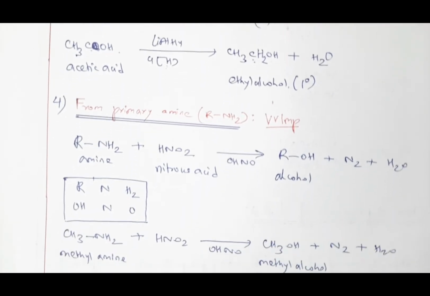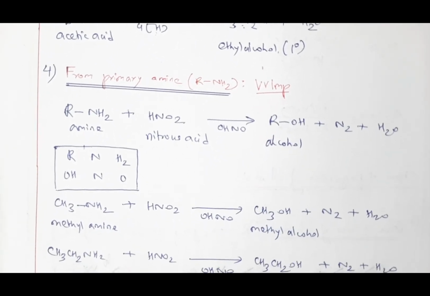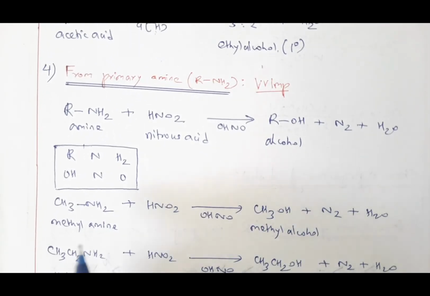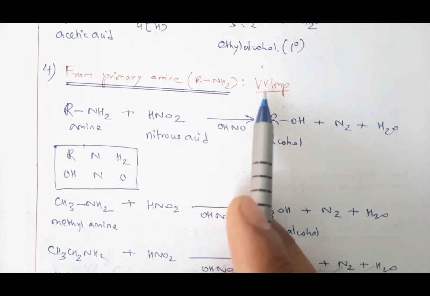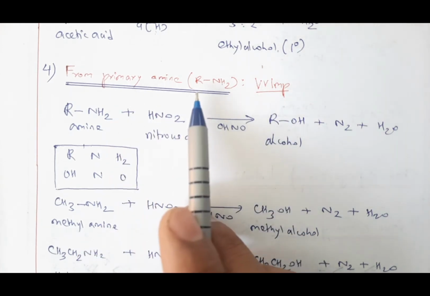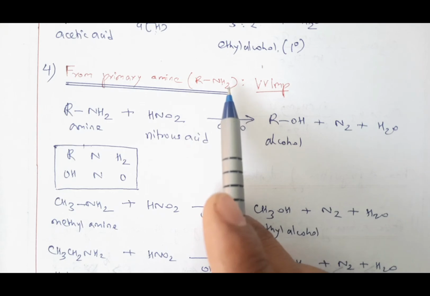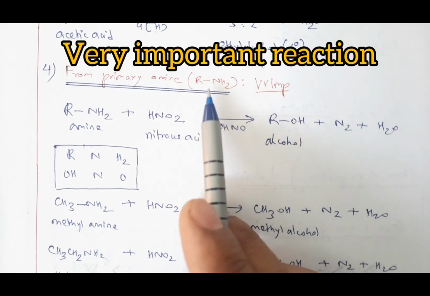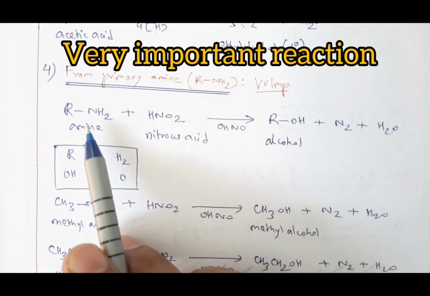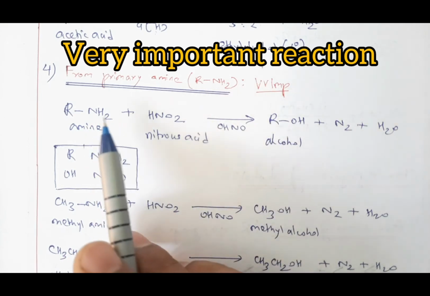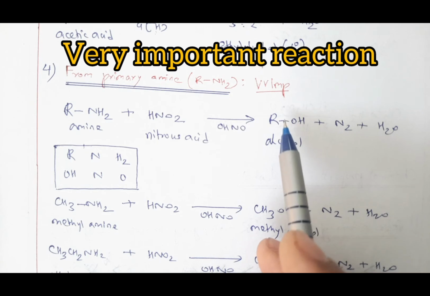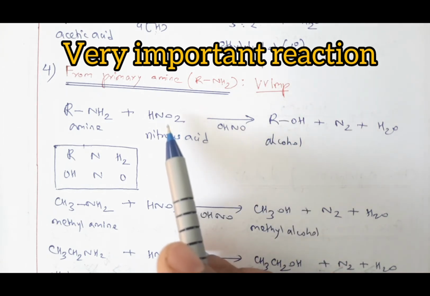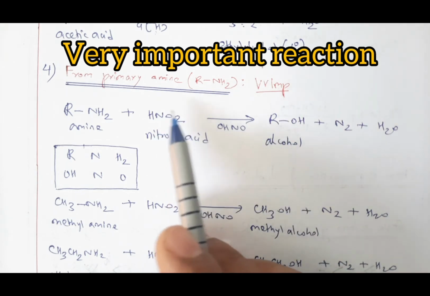Now we go with the fourth preparation of alcohol, which is utmost important. It's a very important reaction, students, from amine. Amine means NH2. In general, we write RNH2, which is a general formula of amine. Now my job is to convert amine to alcohol. So when you convert amine to alcohol, we use a reagent like nitrous acid. So nitrous acid is the reagent.